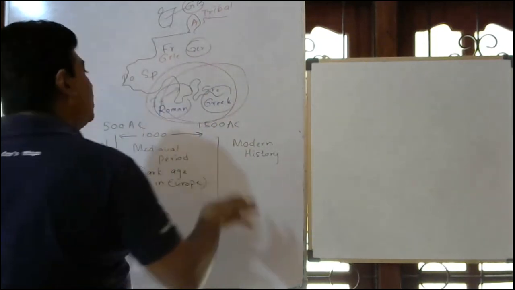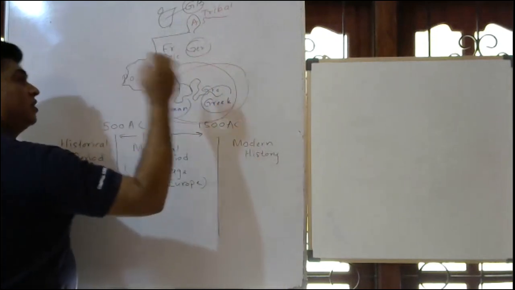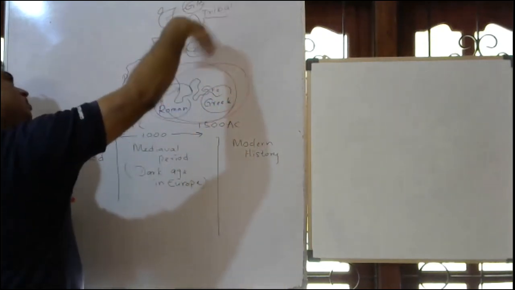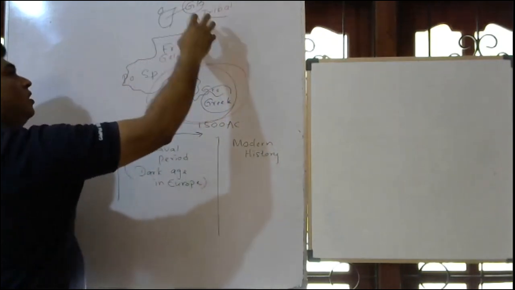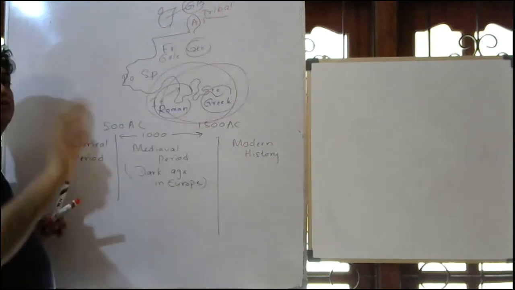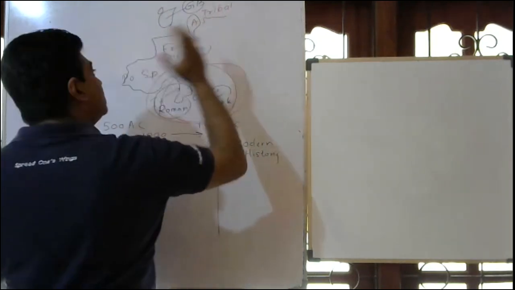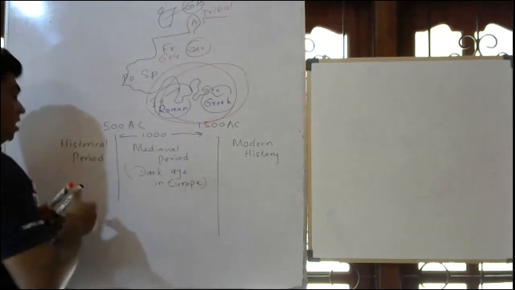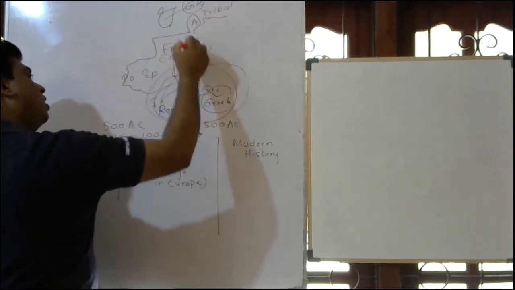Now, while they had such a great civilization and such developed empires, the Western European areas were settled by human flesh eating, uncivilized tribal groups. Now, in 500 AD, what happened? There was a tribal invasion of the Roman Empire.